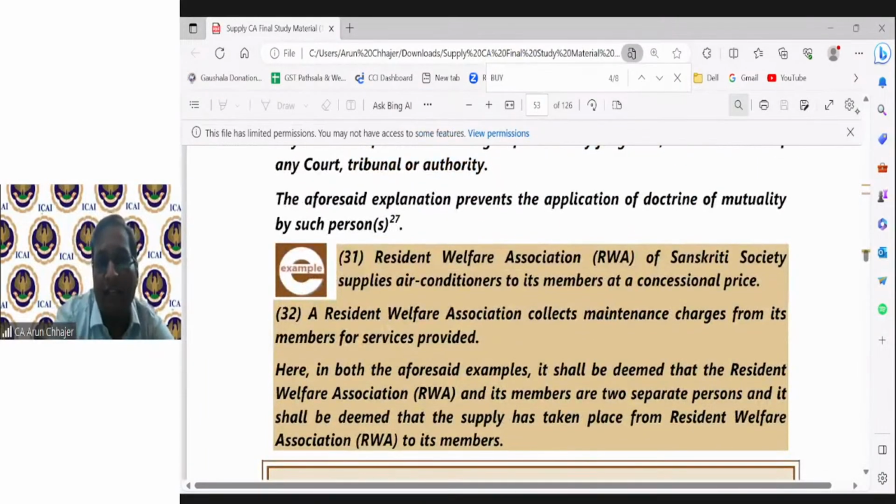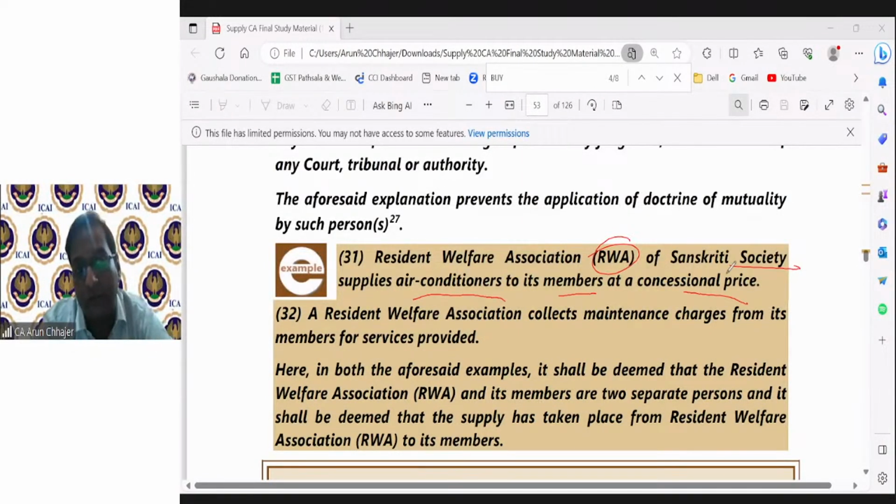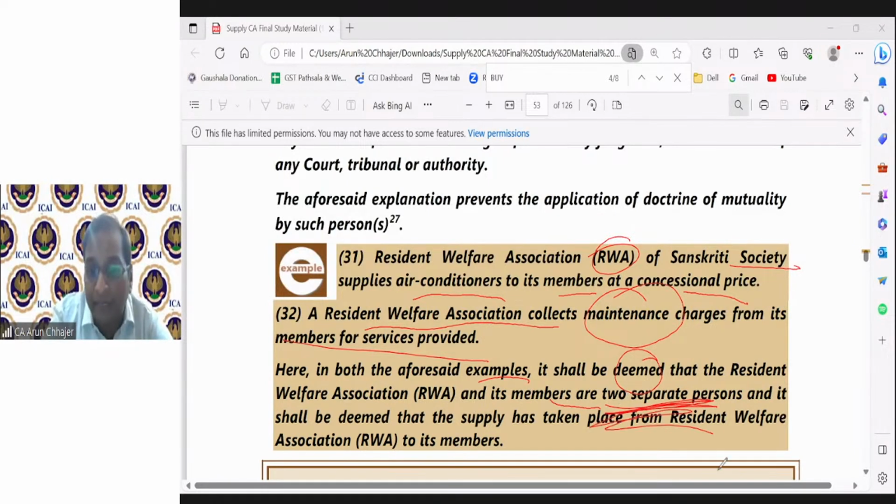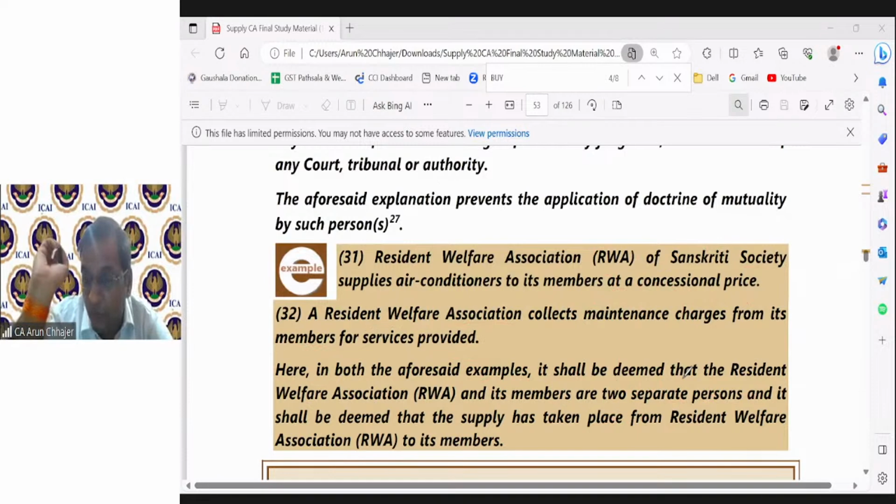A Residential Welfare Association (RWA) of a society supplies air conditioning to its members at a concessional price, or the RWA collects maintenance charges from its members for the services provided. In both of the aforesaid examples, it shall be deemed that the Residential Welfare Association and its members are two separate persons, and that a supply has taken place between them and is therefore chargeable to GST.